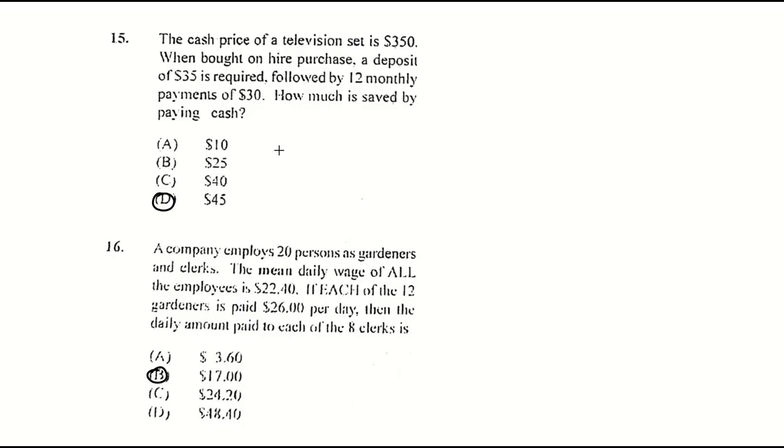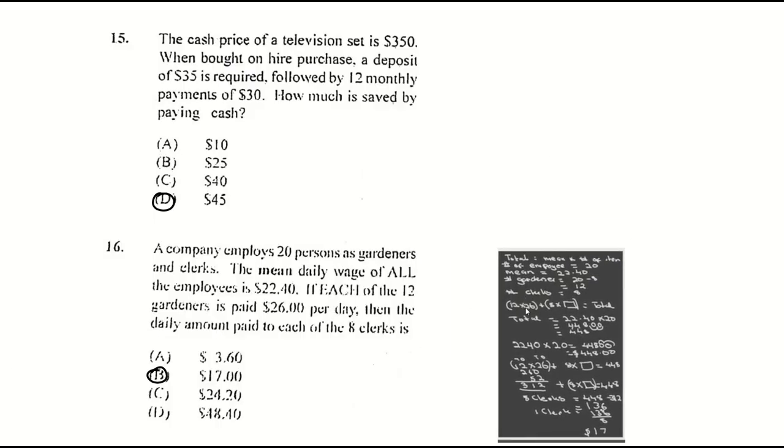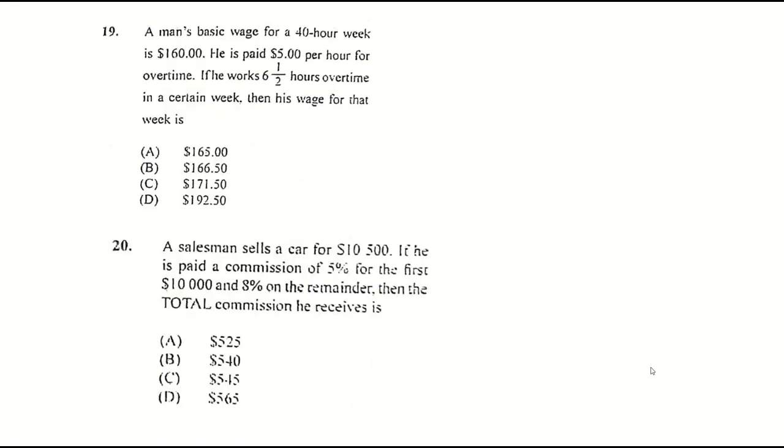Right? You had to find your total. I'm going to take the answer that I have here and I'm just going to put it in. We found the total and then we multiply 22.40 by 20 and then we got 448, and 448 was 26 by 12 plus 8 by some value that each clerk is getting, and when we found that out, that value was $17.